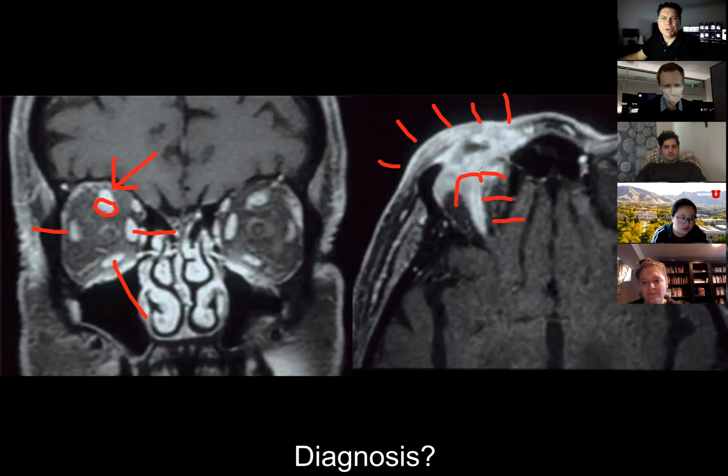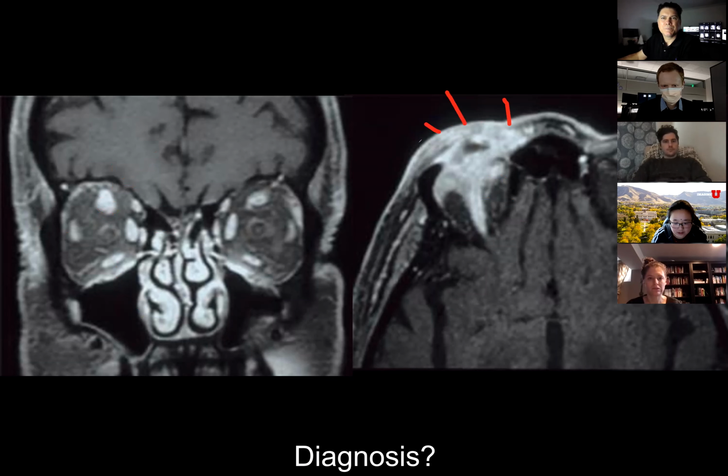I'm not sure, it's too high up here to be superior rectus. So what's all this? Yeah, abnormal enhancement in the soft tissues anterior to the orbit. Right. What if that's not cellulitis? What if it's not a preseptal cellulitis? Then what do you think about?